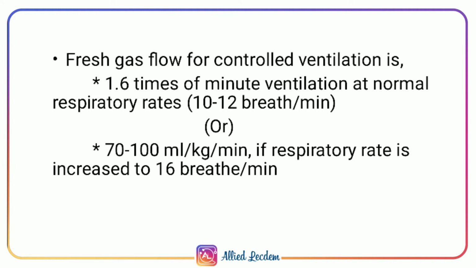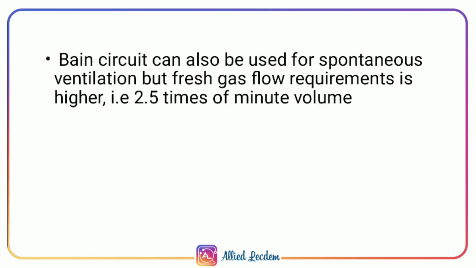The respiratory rate is increased to 16 breaths per minute. Many clinicians prefer method 2. As I've already mentioned, the Bain circuit can also be used for spontaneous ventilation, but the fresh gas flow requirement is higher, which would be 2.5 times the minute volume of a patient.